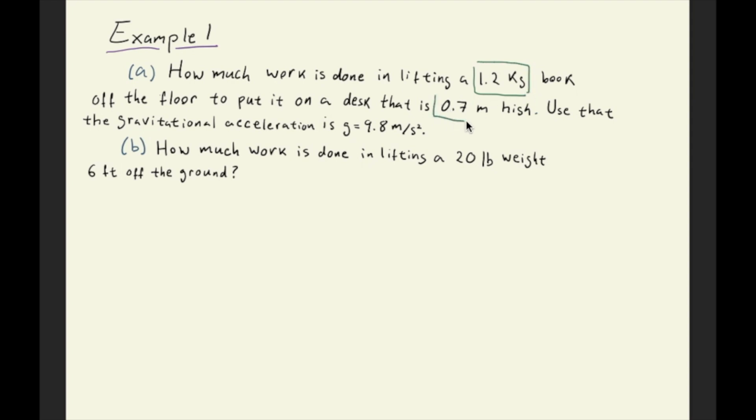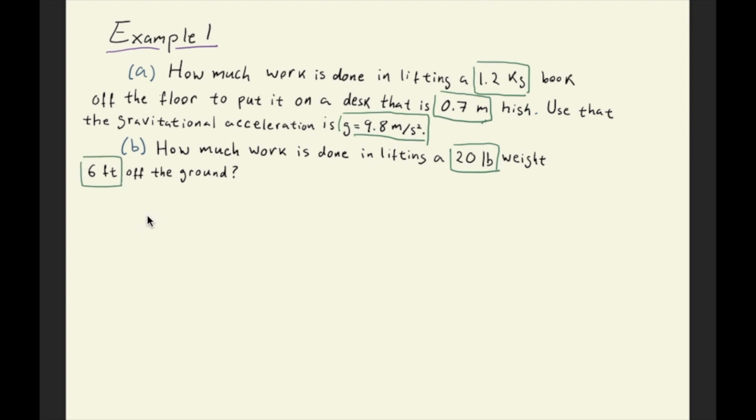And the desk is 0.7 meters high. And we can use that the gravitational acceleration is 9.8 meters per second squared. Okay, and on part B, we want to know how much work is done in lifting a 20-pound weight 6 feet off the floor. So they're pretty similar problems. The main difference is that in item A, we're using the metric units, SI, and on part B, we're using the British system.